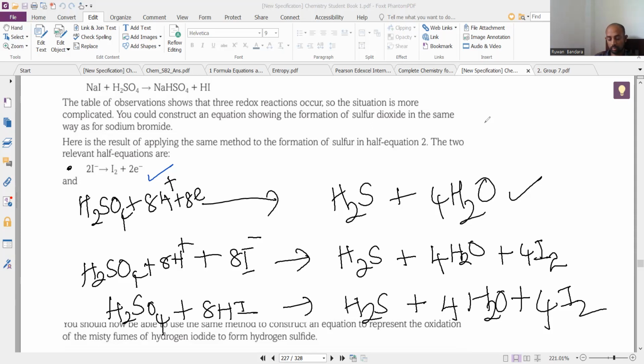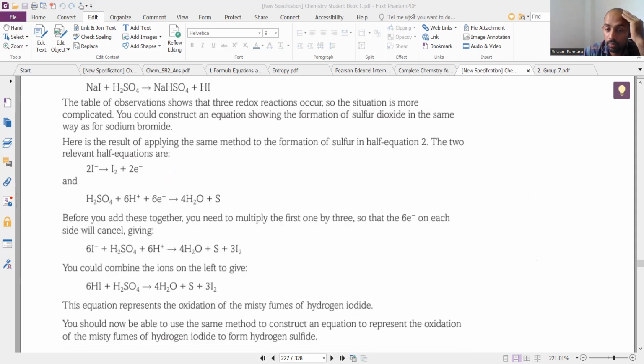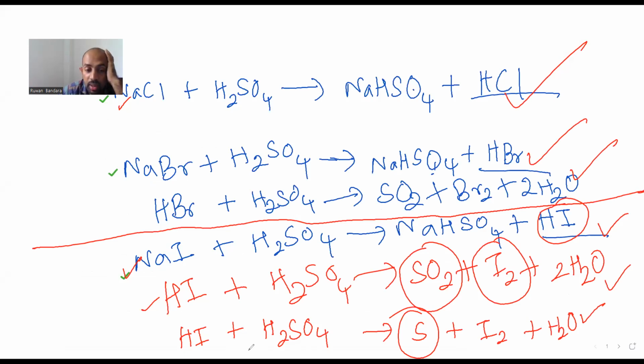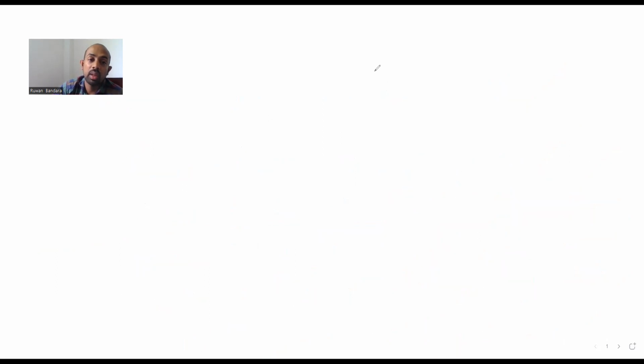So the final product H2S is also there. So the first three reactions are the same, the second two are the same, and the last two are the only difference. So you can learn the last two equations by heart.